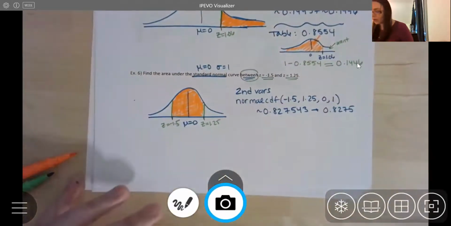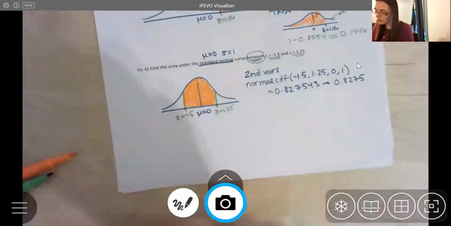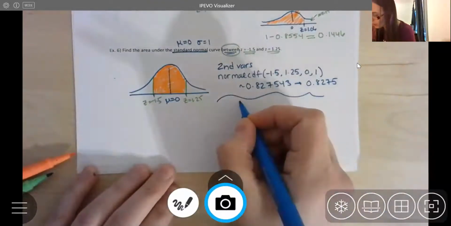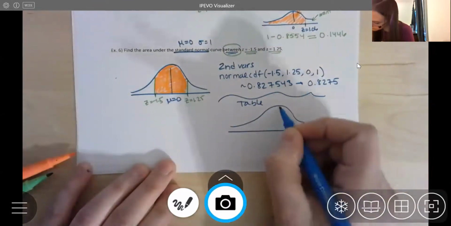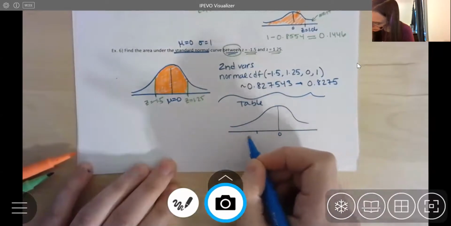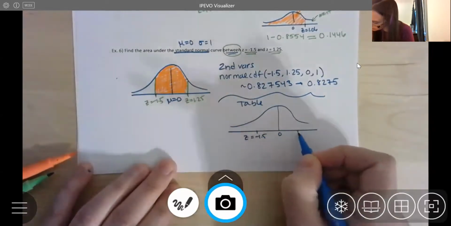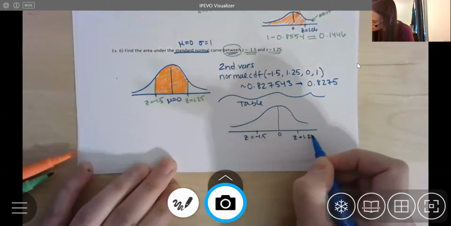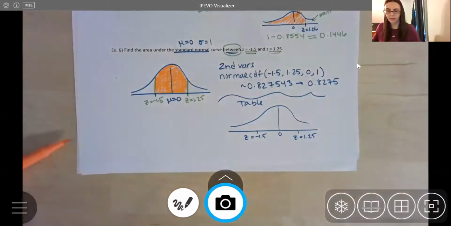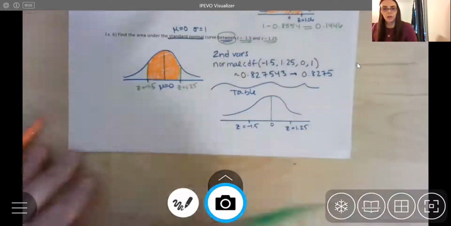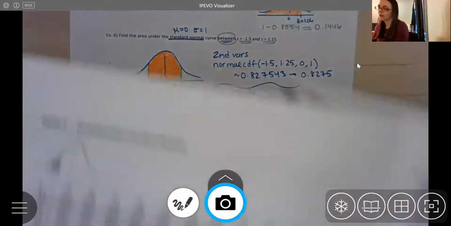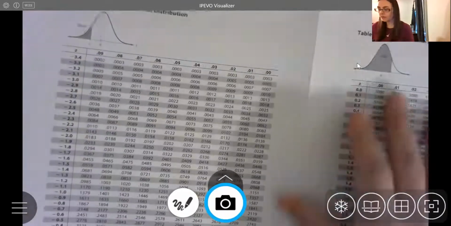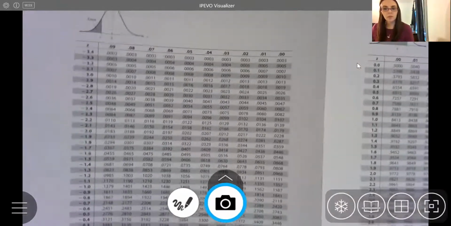If we're not doing technology, though, we can use the table. So I just want to draw a picture here too as well, kind of see what you're getting. So z equals negative 1.5 and z equals 1.25. All right, so I just want to have my values there so I can kind of write everything down on the table. All right, so let's go back to my table. So my first one is my negative. My goodness, book is giant.